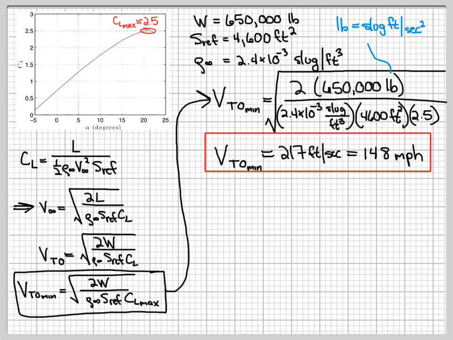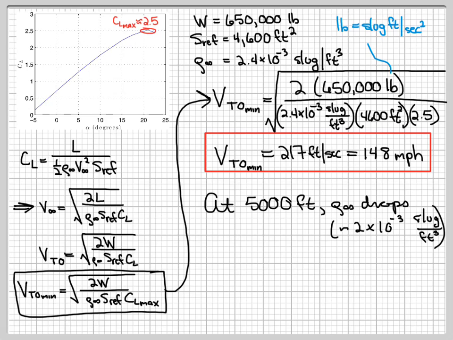Okay, the other part of the question asks what happens if the airplane were to take off at 5,000 feet of altitude. The thing to realize there is that at 5,000 feet the density is going to be different. In fact, the density drops to about 2 times 10 to the minus 3. So it's about a 20% drop in the density.